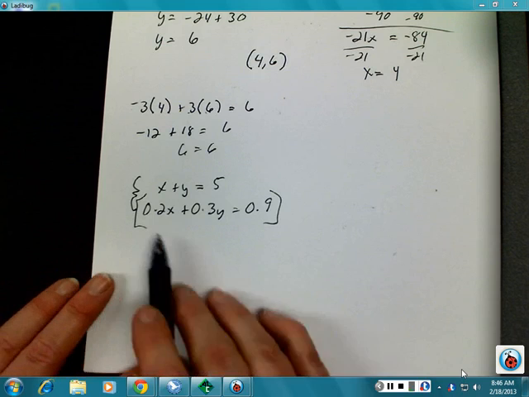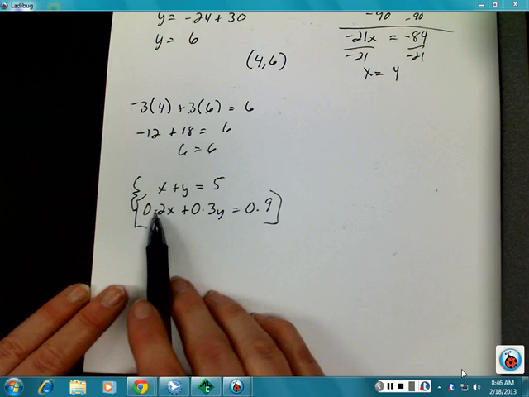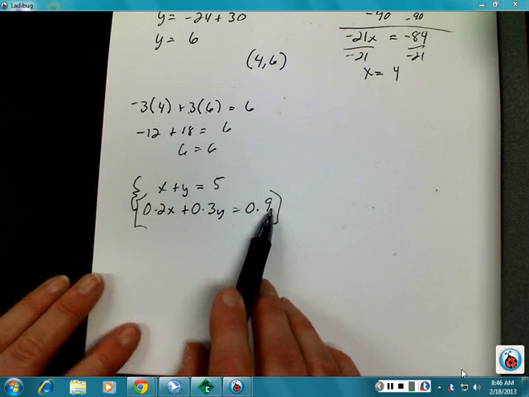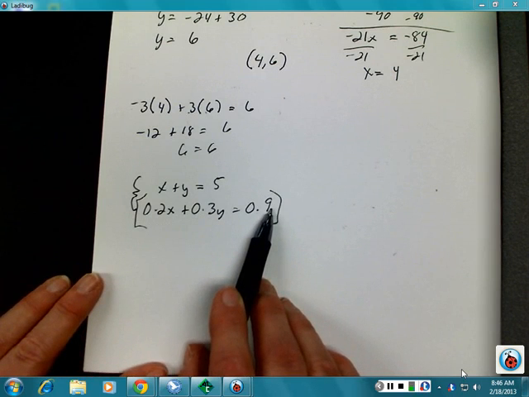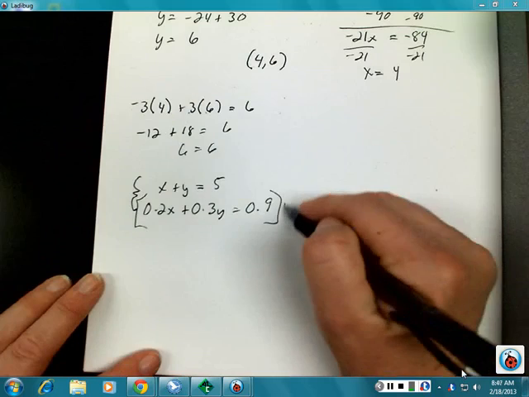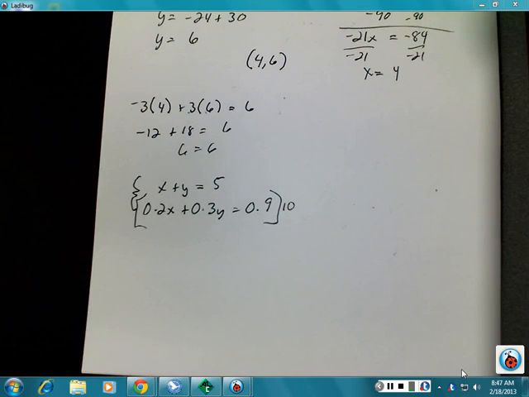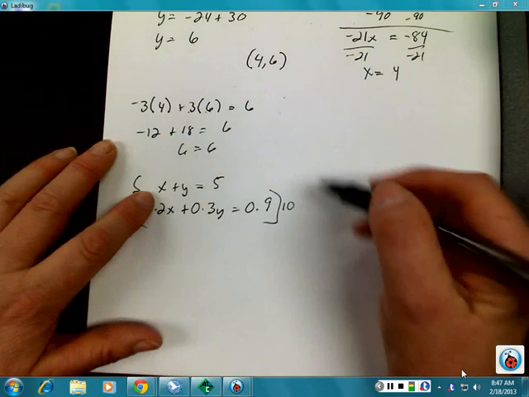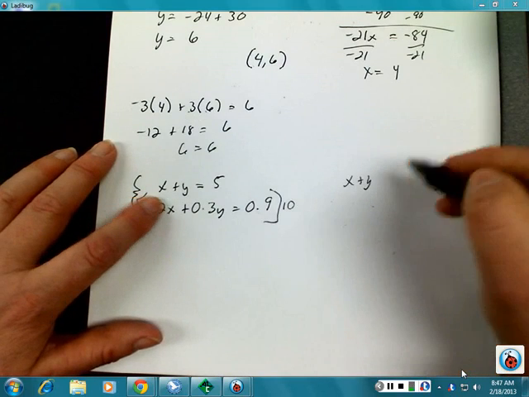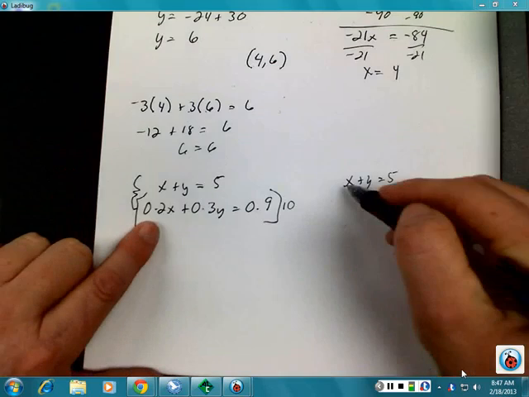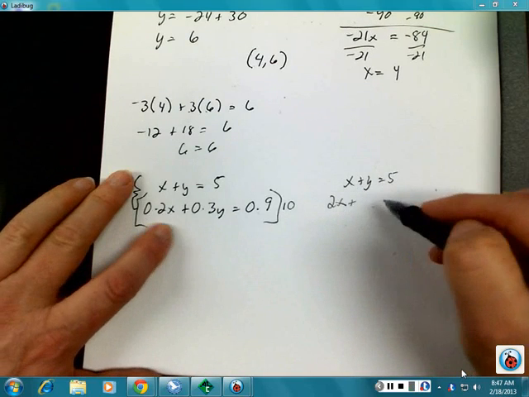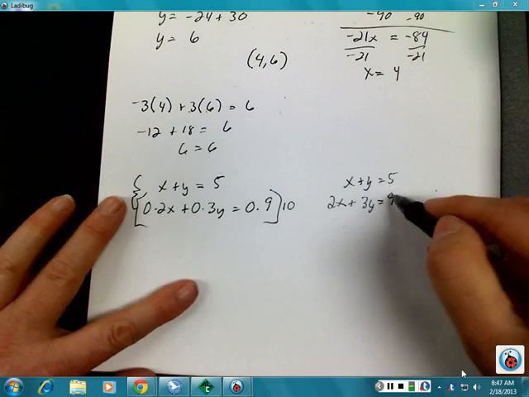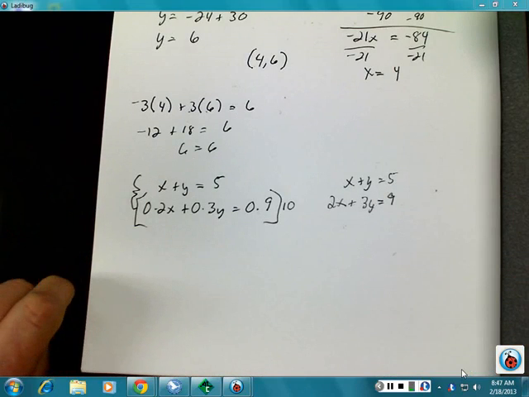So how am I going to get rid of the decimals? Well, this is in the tenths, this one's in the tenths, and this one's in the tenths. So I can just multiply that whole thing by 10. That's a kind of a thing we've used back in basic algebra as well. If I multiply it by 10, then my top stays the same, but my bottom becomes 2x plus 3y is equal to 9. And it does make it a little bit easier to work with at that level.